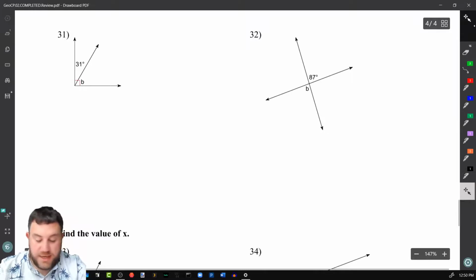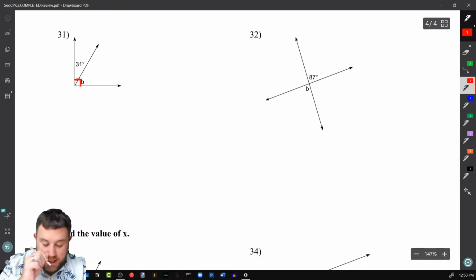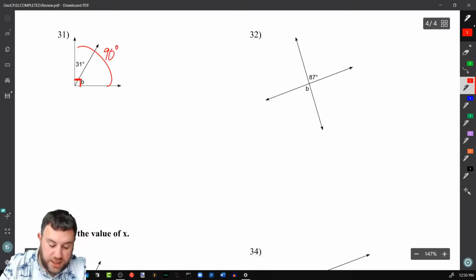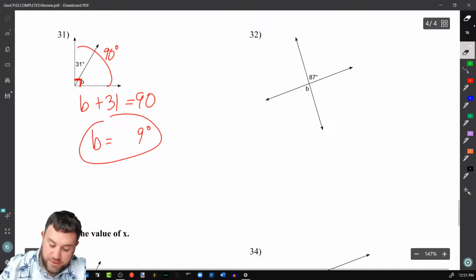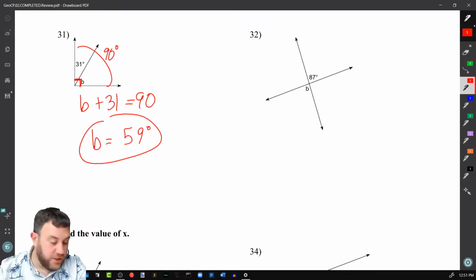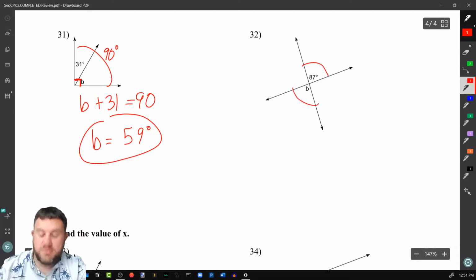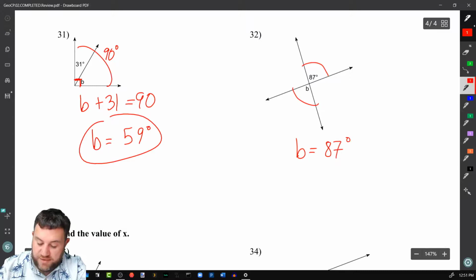All right, on to the last page. Because of our number 31, because of that box, we know that these add up to 90 degrees. So B plus 31 equals 90. So angle B is going to be 59 degrees. That's a horrible 5. I'm going to rewrite it. 59 degrees. And 32 is just like number 30. Now that you know the shortcut, feel free to just say these two angles are congruent. So B is 87 degrees.